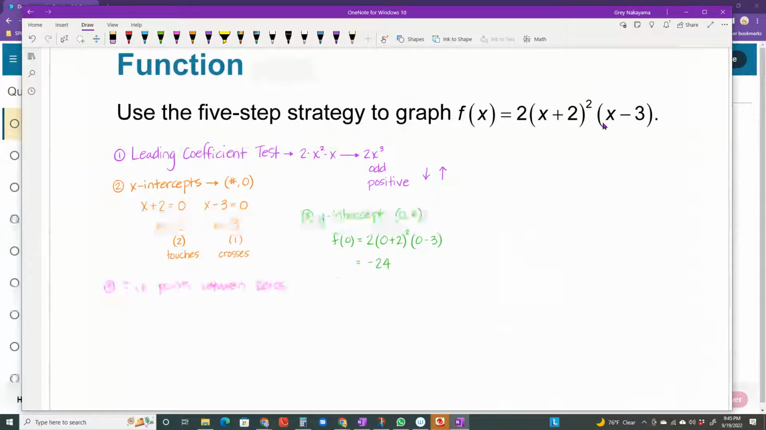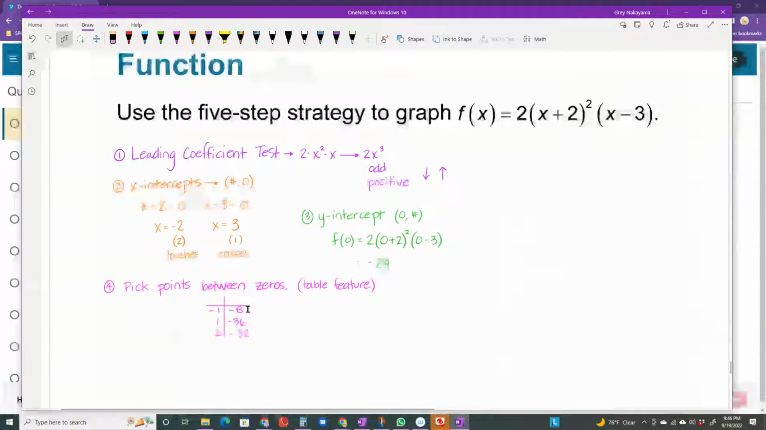And then the last thing you have to do is pick some points between the zeros. These are my zeros, negative 2 and 3. Use the table feature on your graphing calculator, the easiest way to do it. So this is what my table looked like. And when they talked about odd and even, remember, negative 1 gave us negative 8 and 1 gives negative 36. Since these two y values are not the same, I know it's not an odd function, nor is it an even function. So in that case, there is no symmetry. That answers that question.